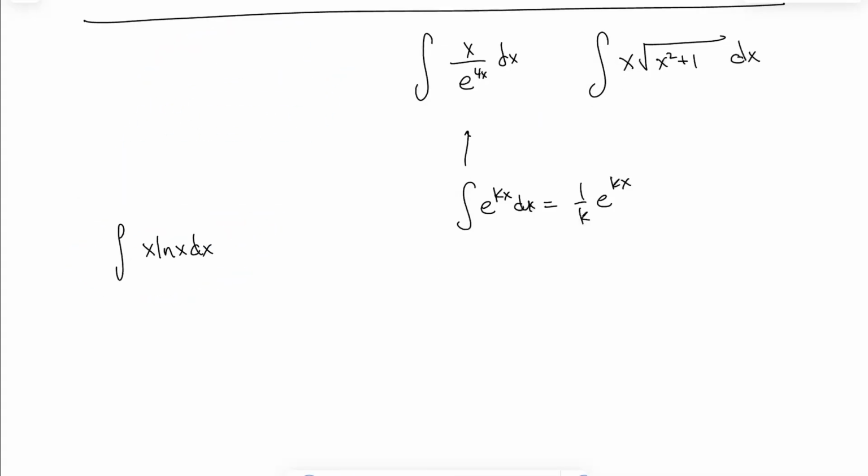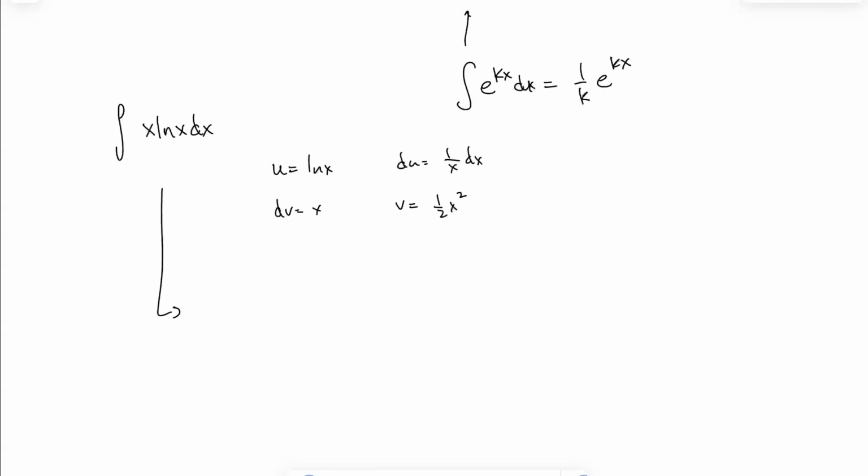X times ln x. For this one, you should choose u to be ln x and dv to be x. Then the du is 1 over x dx. And the v is the integral of x, which is 1/2 x squared. Right? As I was walking around, people, for the most part, worked this one out. uv minus integral v du looks like ln x times v, which is 1/2 x squared, minus integral of v, 1/2 x squared, times du, which is 1 over x dx.